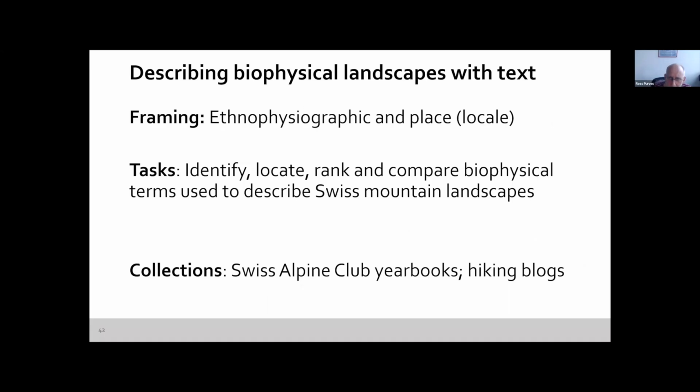So the first example, as I said, was looking at landscape objects. The framing for this, the motivation for it, is to do with these ethnophysiographic methods and this idea of place. In terms of place here, we're looking at locale. We're looking at what's there. What we actually wanted to do was identify, then locate in particular locations, rank and compare the biophysical terms used to describe Swiss mountain landscapes. We did that using two corpora, the Swiss Alpine Club yearbooks that go back to 1864 and hiking blogs that are more contemporary.